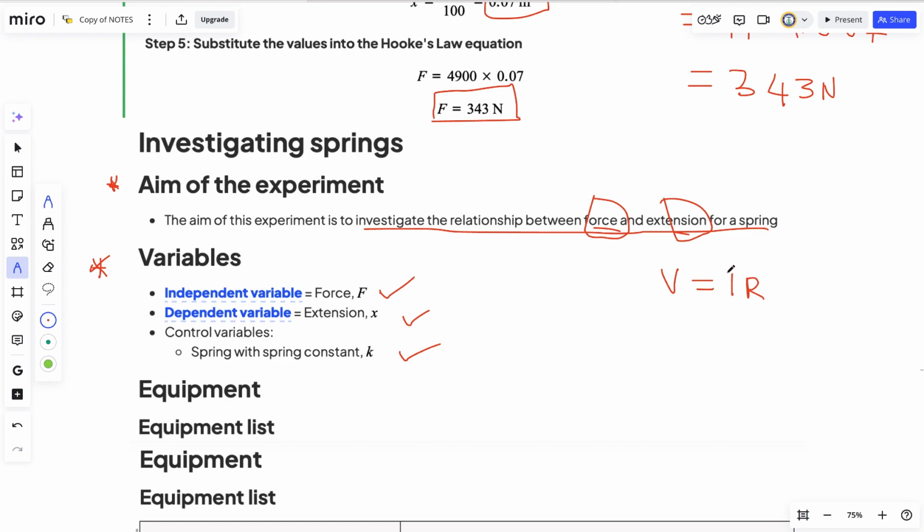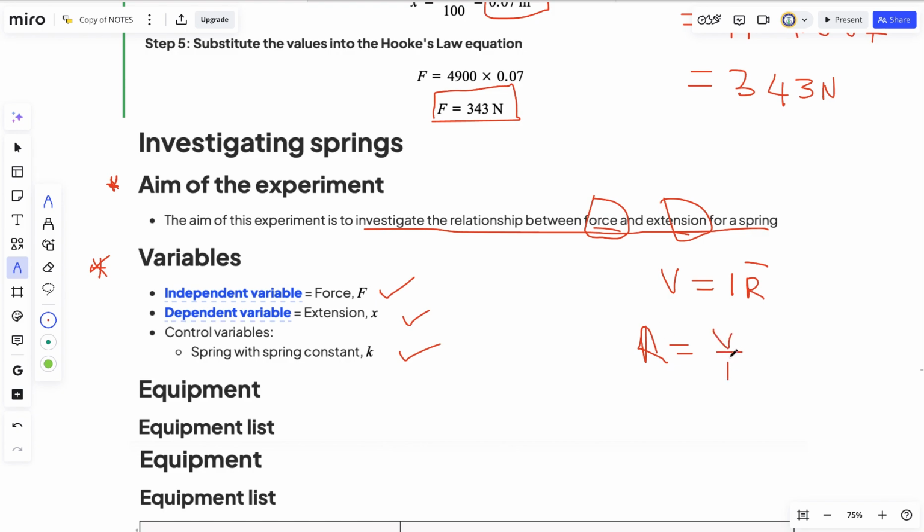Okay, the independent variable is the current, right? Every time you increase the current, the voltage increases. So the independent variable is the current, the dependent variable is the voltage, the control variable is the resistance, because the resistance is the gradient in this experiment. The resistance is like the gradient because it equals V over I. The resistance is the gradient of the graph in electricity.